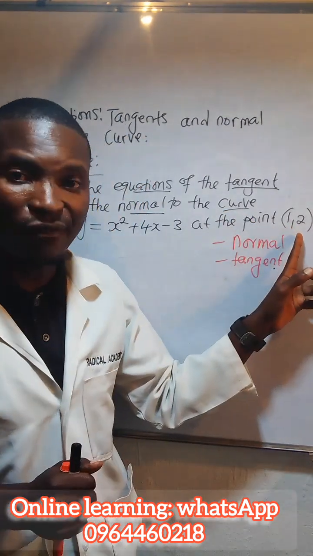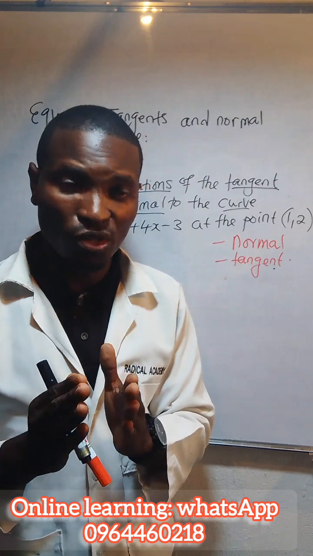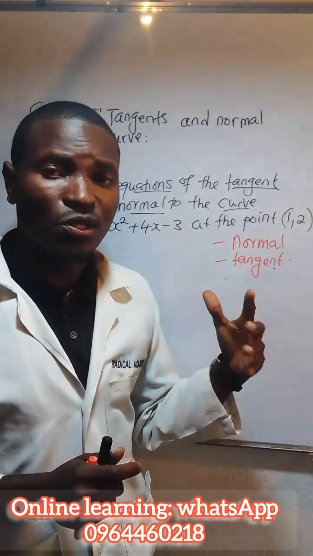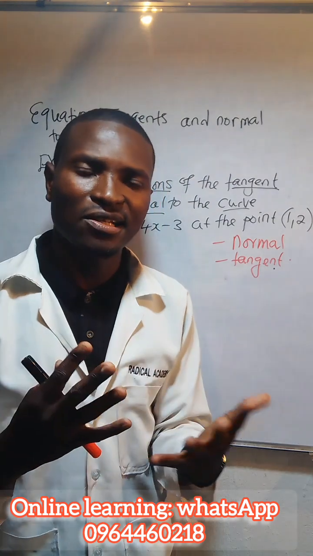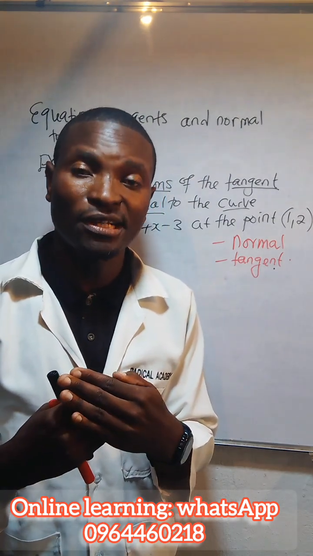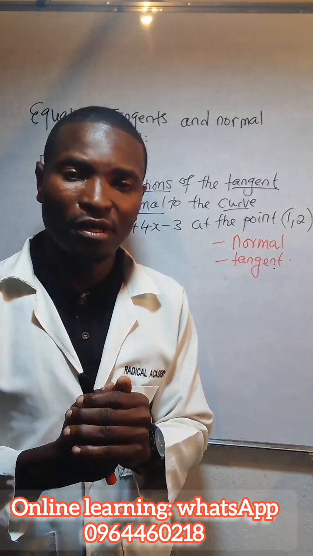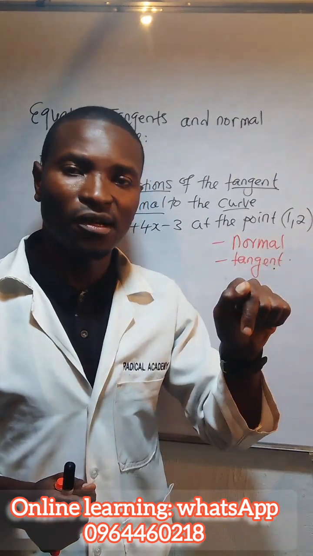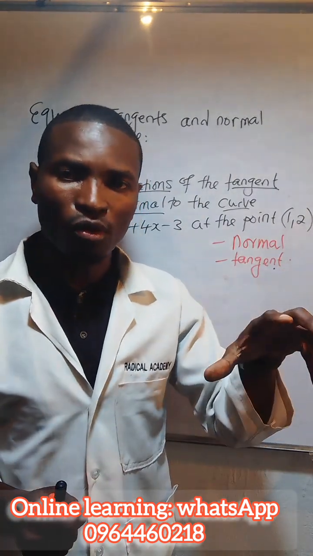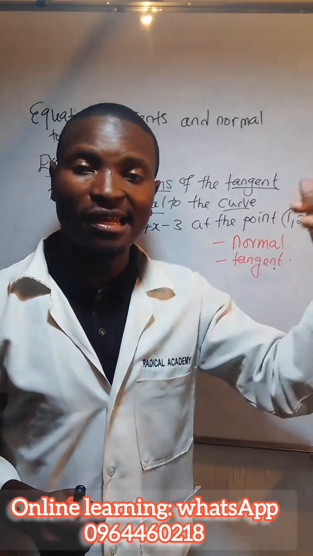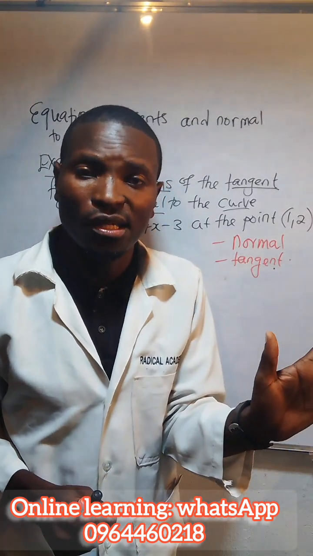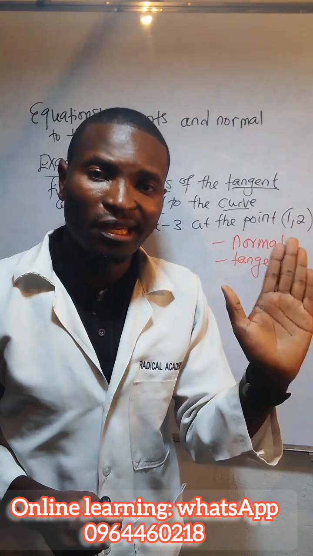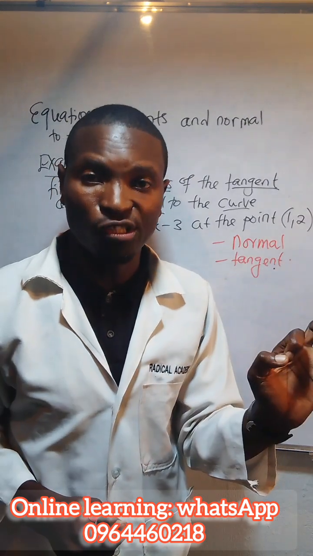The normal is simply the line that is going to form a perpendicular to the curve. And the tangent is the line that touches the curve at the specified point.